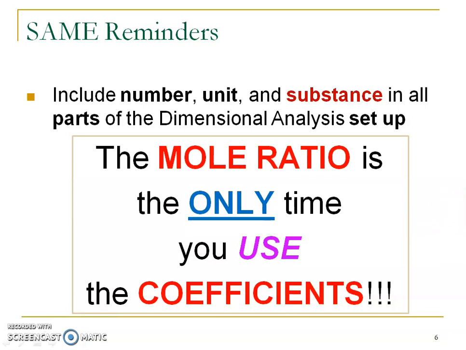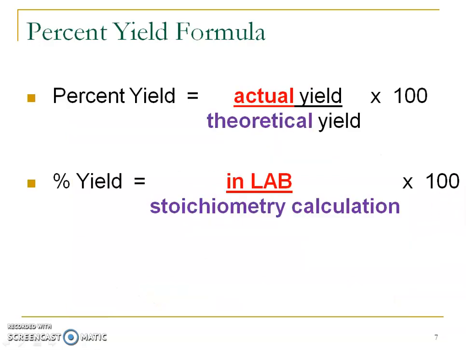Remember, your percent yield is actual over theoretical times 100, and that actual yield is basically how much you actually made in the lab, in the experiment, versus your theoretical, which is theoretically using a stoichiometry calculation, how much should we have gotten.